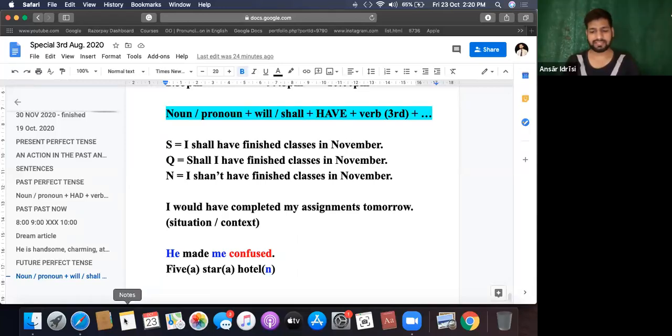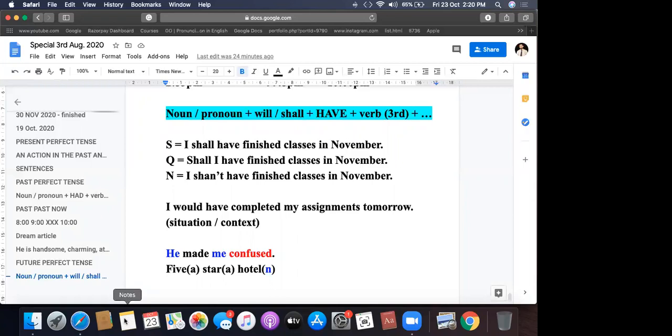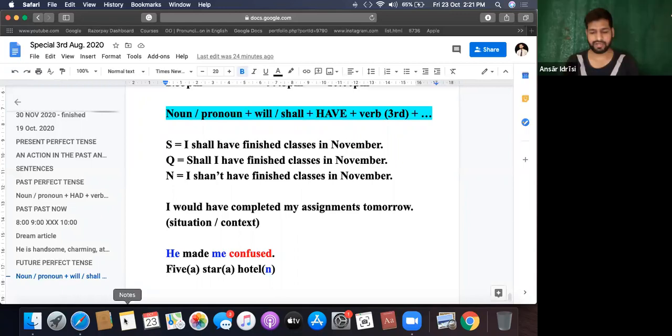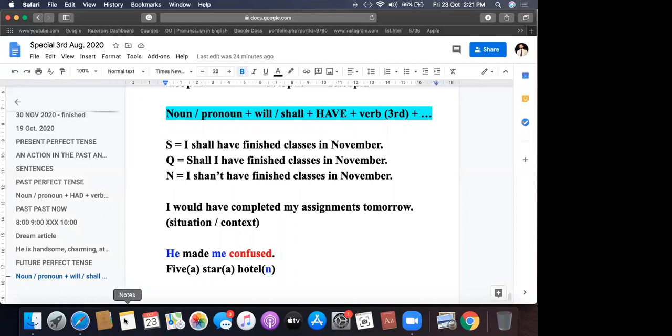Very good. Next. They will have granted the permission. Will they have granted the permission? They won't have granted the permission. Very good. Next. They will have woken early. Will they have woken early? They won't have woken early.